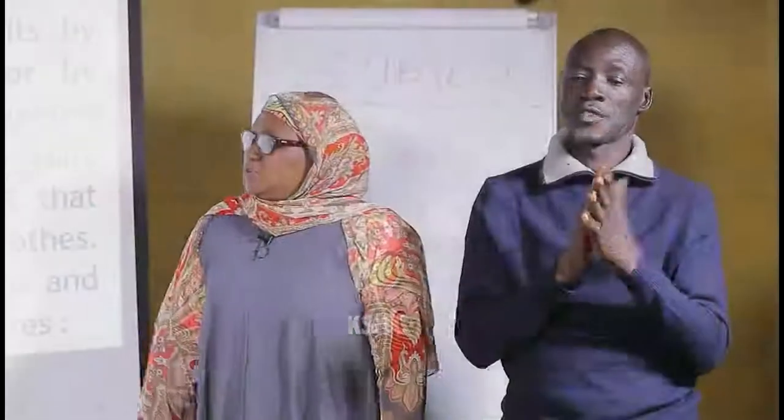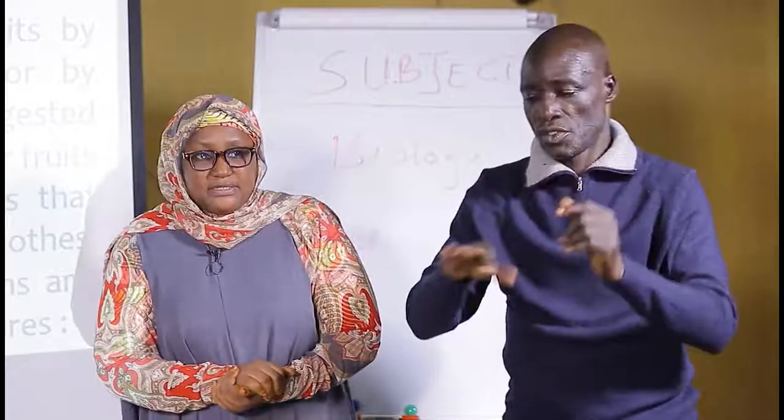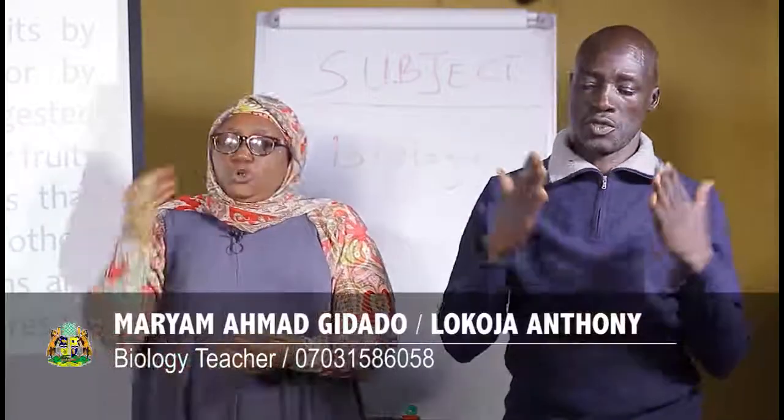Then the next one is dispersal by animals, human beings inclusive. Animals can disperse seed and fruits by eating and throwing them away or by excreting the seed that cannot be digested, such as pepper, guava seed, and the rest. Other fruits have structures such as hooks, hair that attach themselves to the fur of the animals. What we mean here is animals, human beings inclusive.